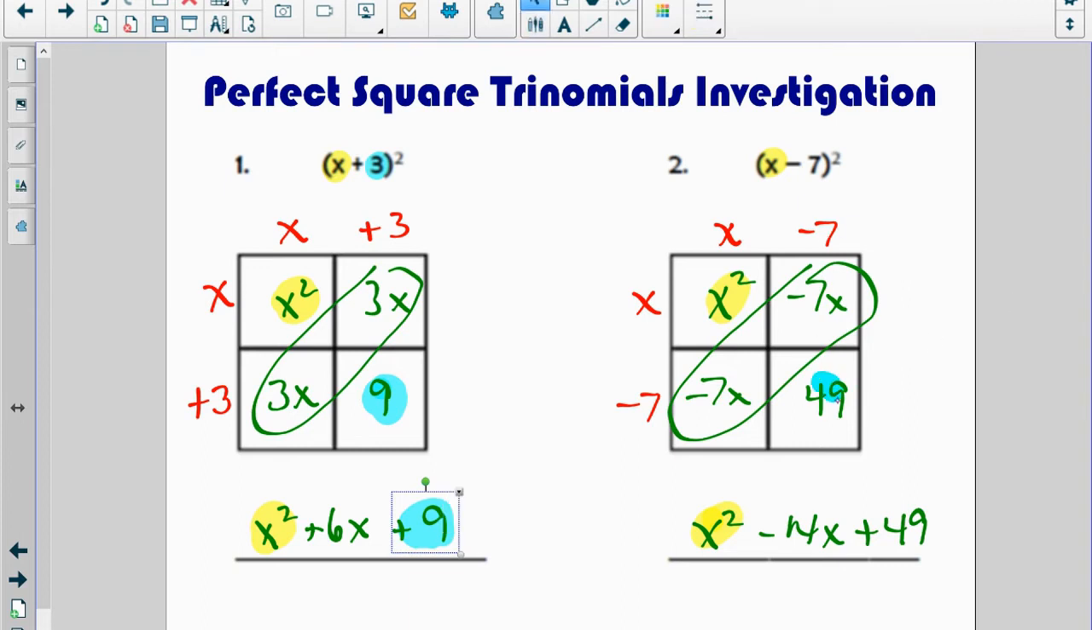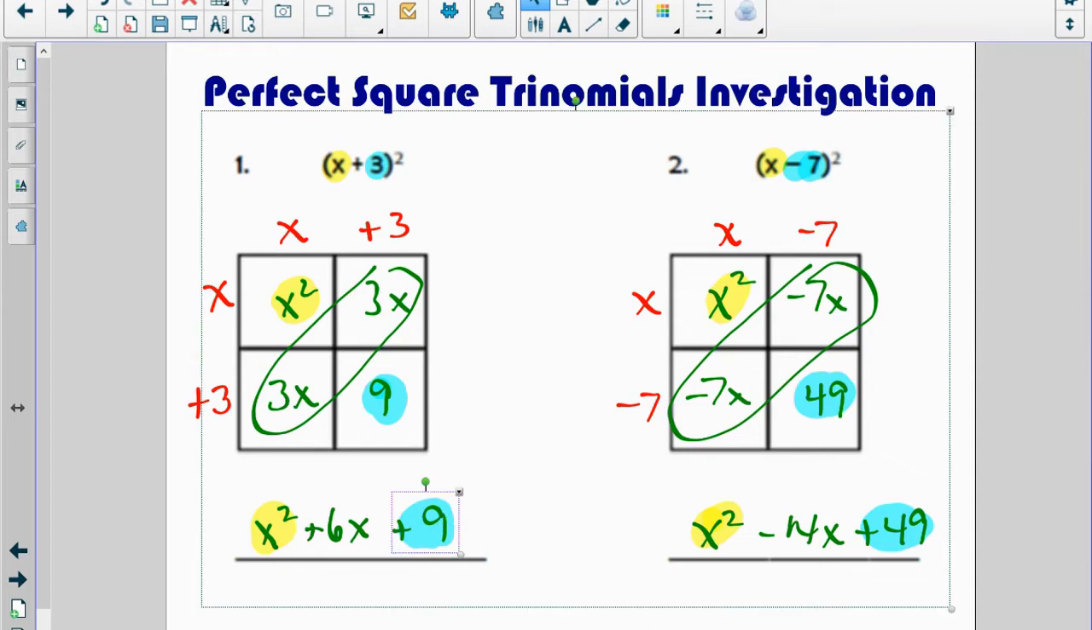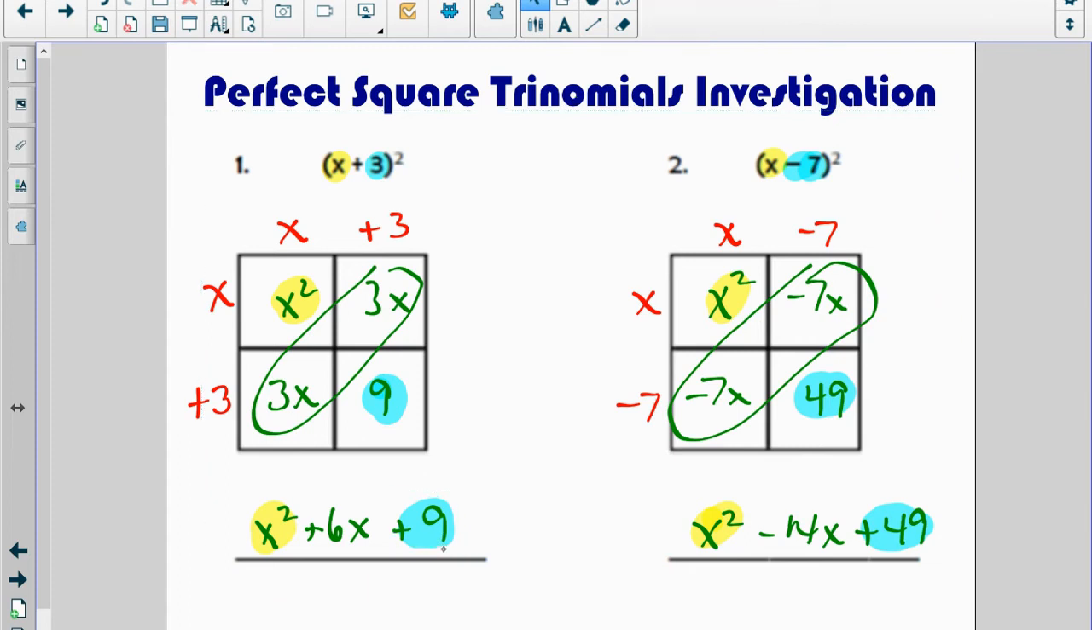Same thing's happening in the other example. We take this 7, or technically negative 7, and we square it. Negative 7 times negative 7 is still positive 49. So in this pattern, any way that you look at it, you're going to end up with a positive number at the end, whether it's plus 9, plus 49, or plus something else. And it should represent a perfect square because we're multiplying a number times itself to get that number at the end.